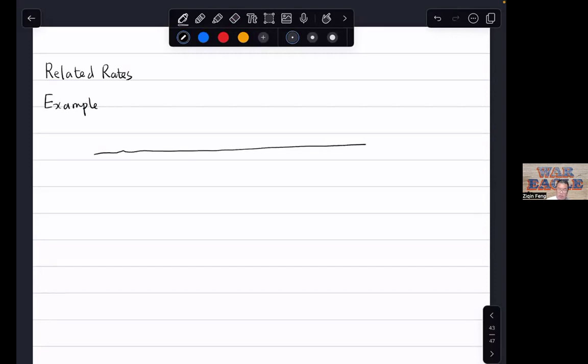So this is our two roads. We have two cars. So we have a car A here. We have a car B here. And car A here is moving to the west. And the car B here is moving to the north. Okay, right? We know their speed.